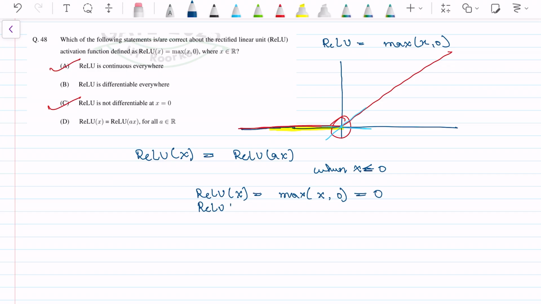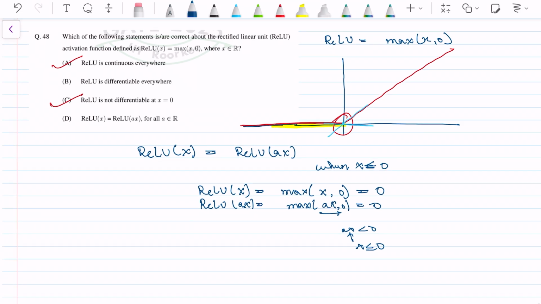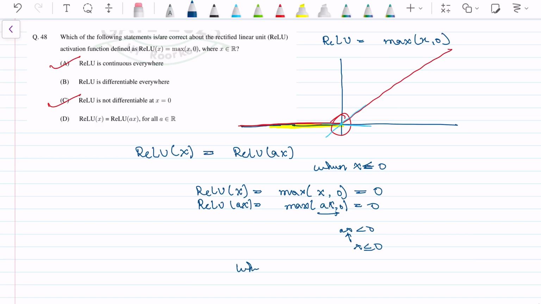Similarly, ReLU of ax is max of ax comma 0, and since x is less than or equal to 0, ax would also be less than or equal to 0. So this value will again come out to be 0. So when x is less than or equal to 0, we say that ReLU of x is equal to ReLU of ax.